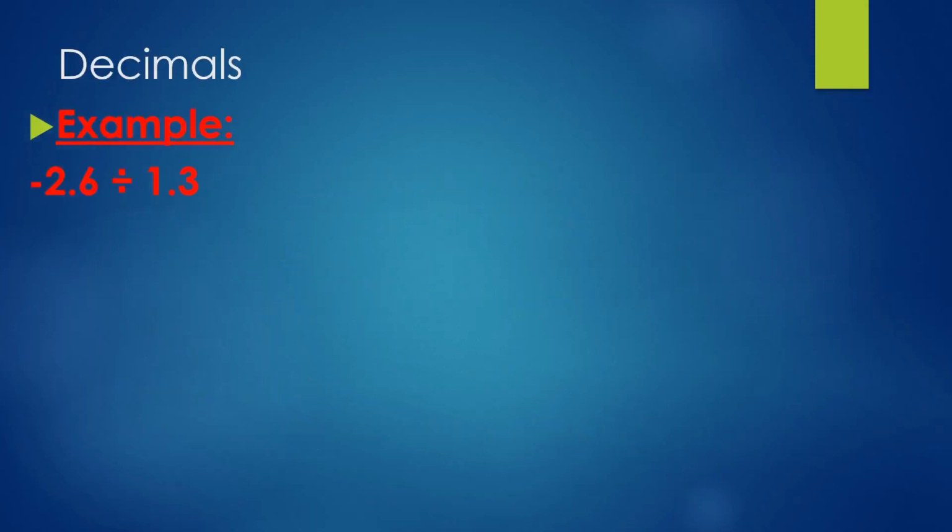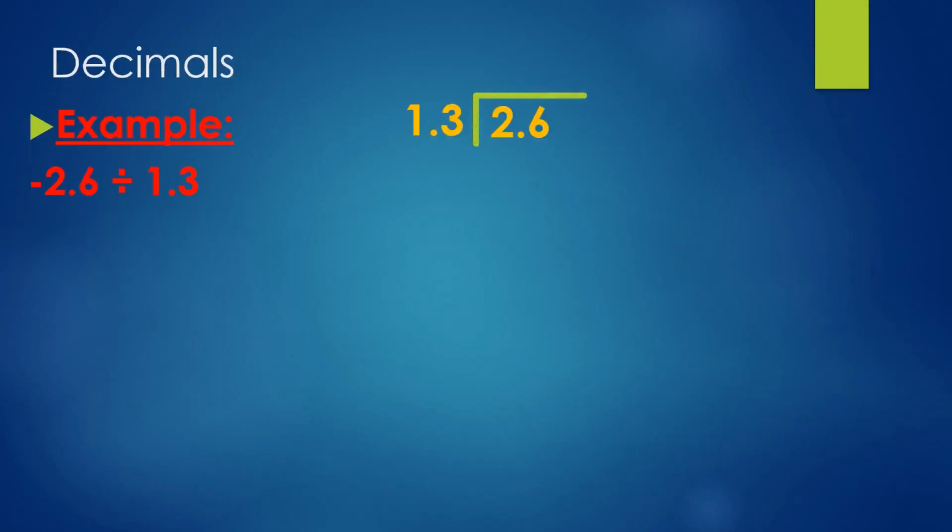Let's look at an example. Negative 2.6 divided by 1.3. So we have 2.6 divided by 1.3. The first thing we want to do is move that decimal all the way to the right for 1.3. And that makes it 13. Then we do the same number of spaces, which in this case is 1, for the 2.6, which makes it 26.